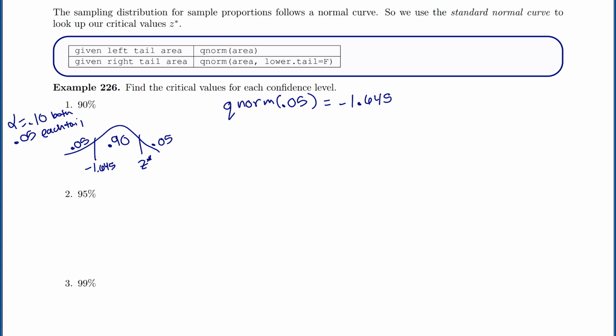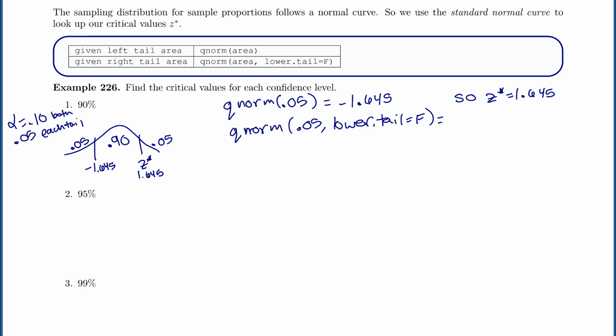Now I could say with symmetry that my Z star value I want is 1.645 because we always pick the positive value. And I know if that's negative 1.645, then this has to be a positive 1.645. But I could also type in qnorm of 0.05 and do my lower.tail = FALSE. Now this is all based on our standard normal distribution, which is the default in R. So that's why I'm not having to say what's my mean, what's my standard deviation.